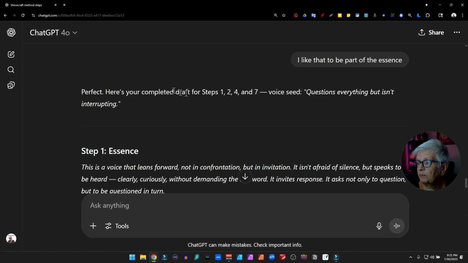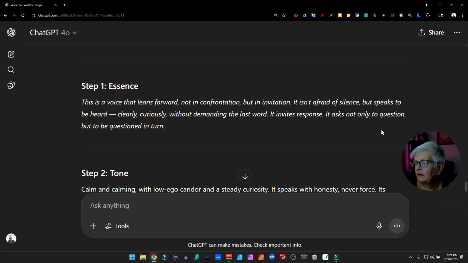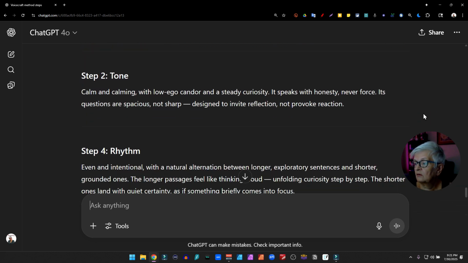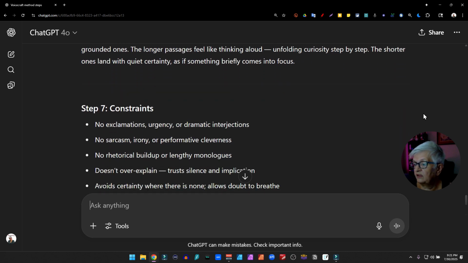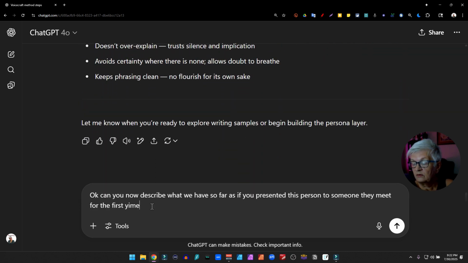Perfect. Here is your completed draft for steps 1, 2, 4, and 7. Voice seed: questions everything but isn't interrupted. And here we have all the steps we just went through. So now I'm asking ChatGPT, can you now describe what we have so far as if you presented this person to someone they meet for the first time?